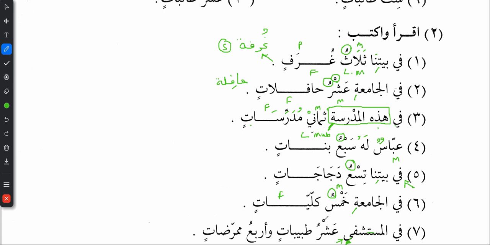Ashru tabibatin. As you can see, there is a sukun, ashru, and dhamma because of the late mubtada. Wa arba'u. Due to harf atf, the harakas will follow. Mumarridat means nurse. And tabibat means female doctors. So these are the rules.